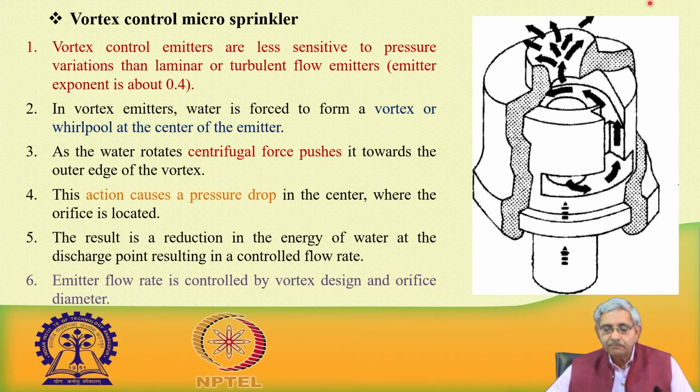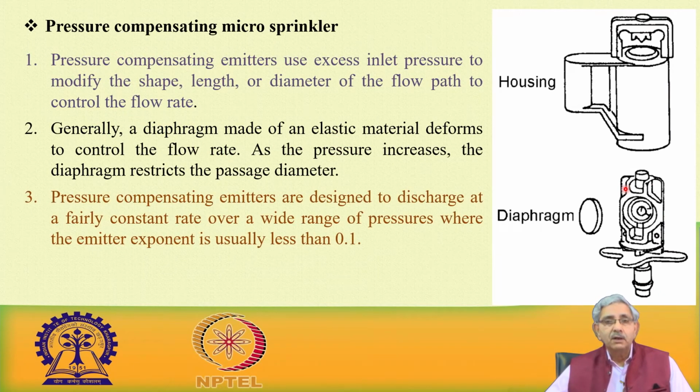So, it falls under the category of pressure compensating, because the exponent is coming less than 0.4. Now, specifically pressure compensating micro sprinklers, these are another part. Here the exponent x becomes further lesser, sometimes less than 0.1, or between 0 to 0.3. In this range, all of them fall under pressure compensating.